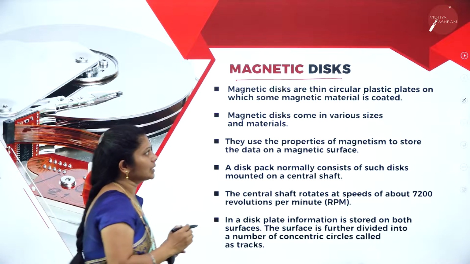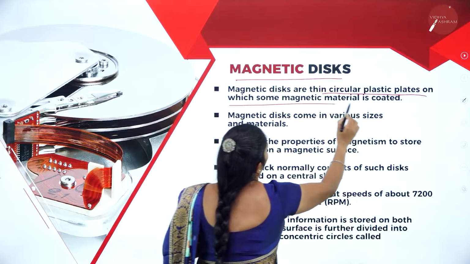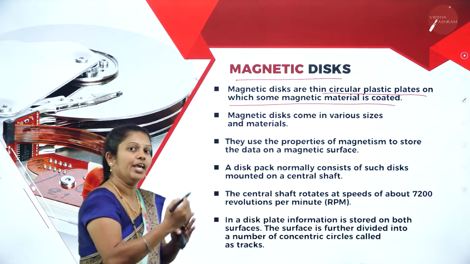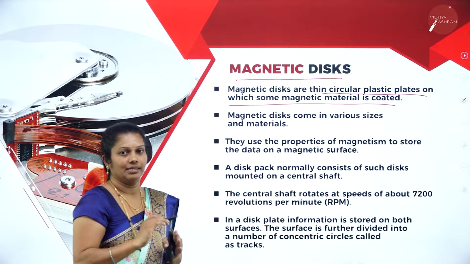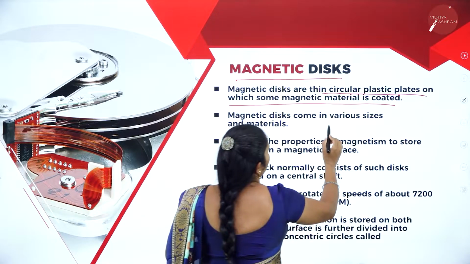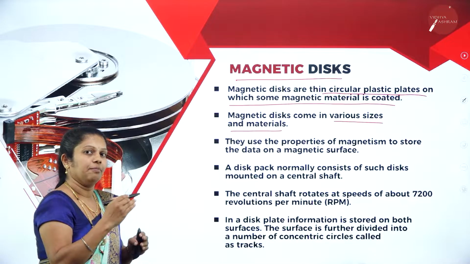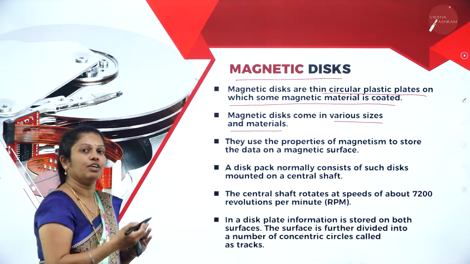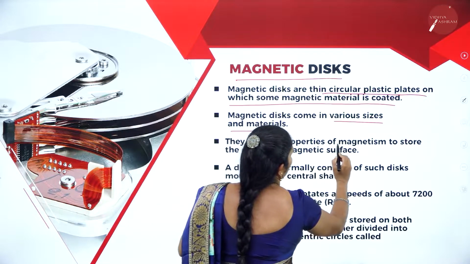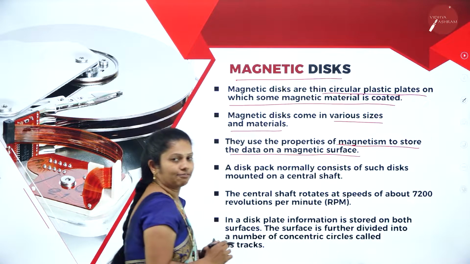Magnetic disks are thin circular plastic plates on which some magnetic material is coated. It's a thin plastic plate, and above that it is magnetized; it is coated by magnetic material. Magnetic disks come in a variety of sizes as well as materials. They use the properties of magnetism to store the data on a magnetic surface.